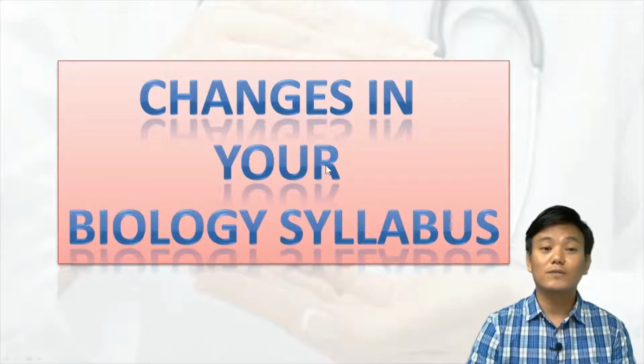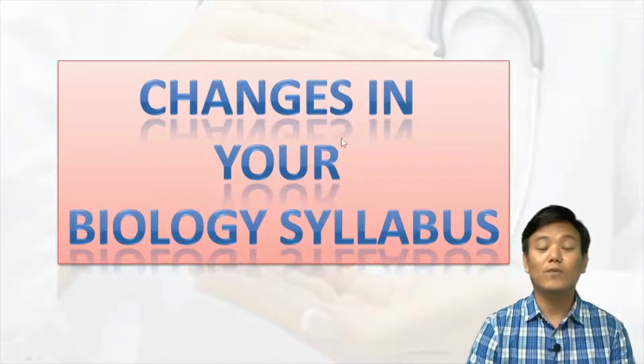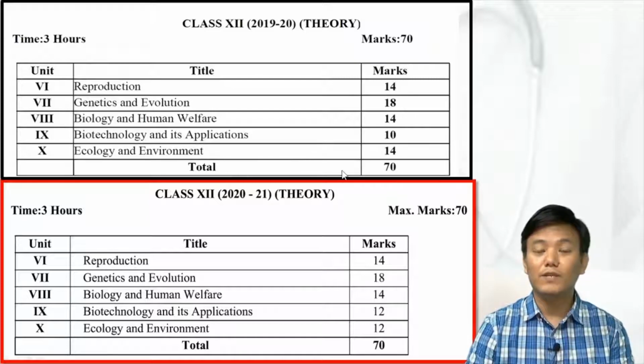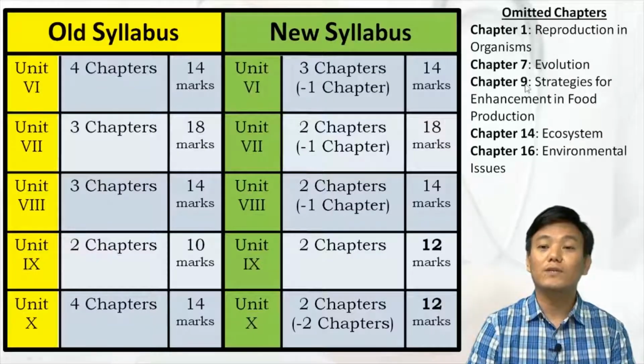Let us discuss what the changes made in your biology syllabus are. If you compare the syllabus of the previous year with your syllabus, it seems as if nothing much has changed. There will be the same 5 units, and the same 70 marks question paper. If you look at the mark distribution, it almost looks the same. But remember, when I said 30% of your syllabus has been reduced, it means about 5 chapters have been removed from your biology syllabus. So 5 chapters have been omitted.